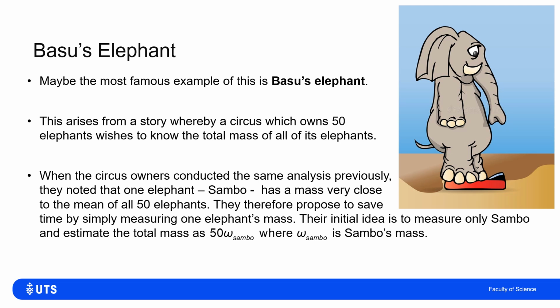So to save a little bit of time and money this time around, they say, let's not bother measuring all of the elephants again. We know that Sambo was about 1/50th of the total mass, therefore we'll just pick Sambo, we'll measure Sambo's mass, and we'll assume that 50 times Sambo's mass is the total mass. Now that seems a very sensible idea. Although statistically speaking, it's not guaranteed to be unbiased.